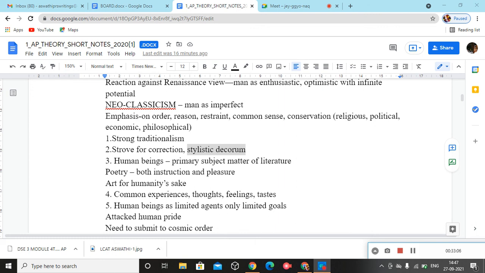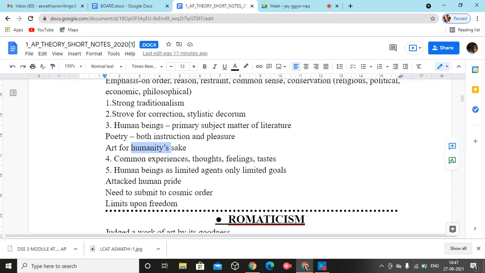And now you can see art for humanity's sake means art should be something for the benefit of human understanding, human decorum, everything. Correction, common sense, reason, order. Nothing can be compromised. And common experiences, thoughts, feelings, tastes of this humanity in general can be expressed so that no one is going to be affected. That is the main problem of the world or society: it cannot appreciate differences.